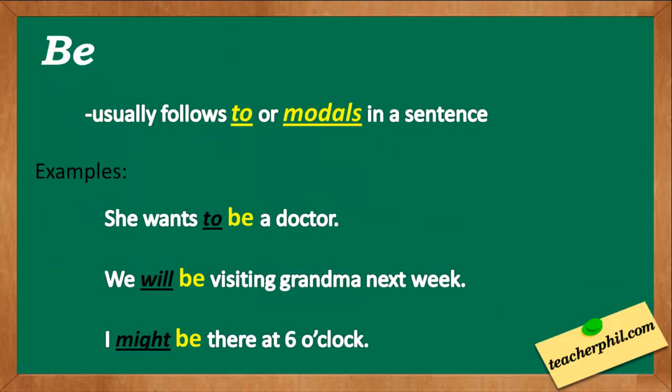Be. Be usually follows to or modals in a sentence. Examples: she wants to be a doctor. We will be visiting Grandma next week. I might be there at 6 o'clock. If you notice, the verb be follows to in the first sentence and the modals will and might in the second and third sentences.